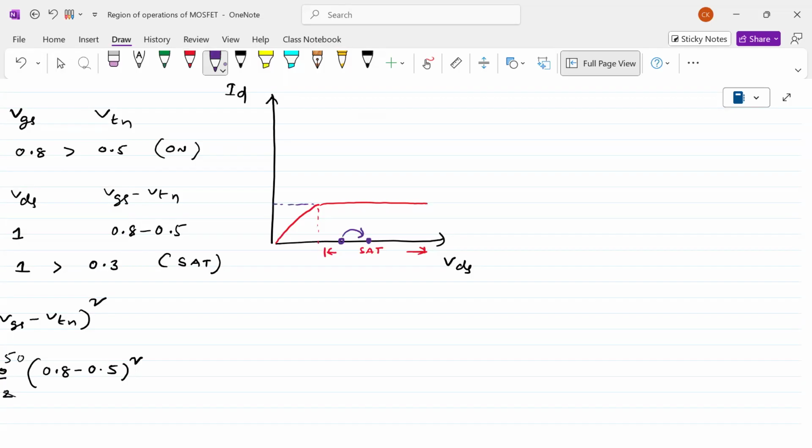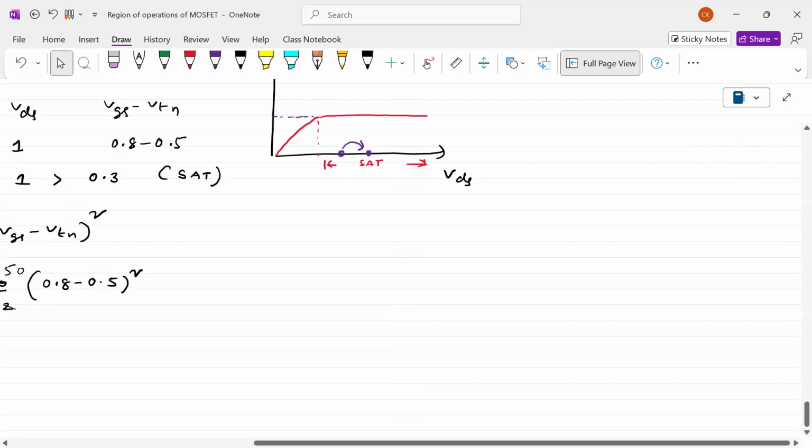What value of the drain potential? What value of drain potential? Sorry, what value of the gate potential? Okay, instead of the drain potential, we talk about the gate potential. What value of the gate potential will make this MOSFET enter into the linear region? How much should that be? What is the condition for it to go into the linear region?